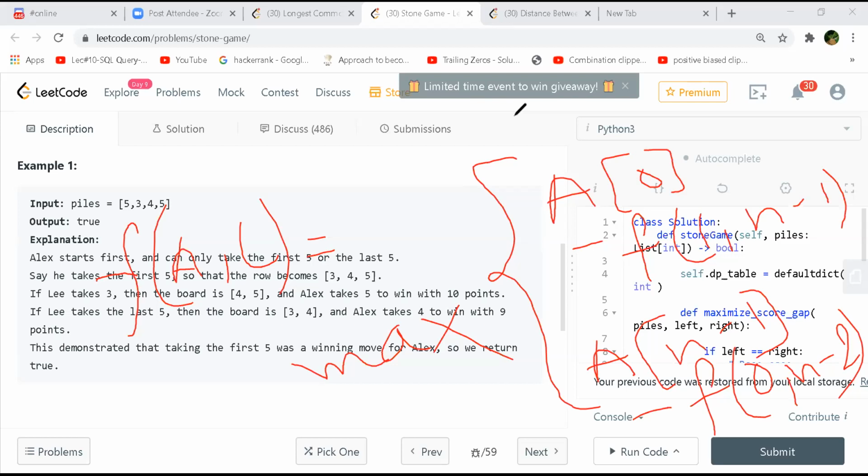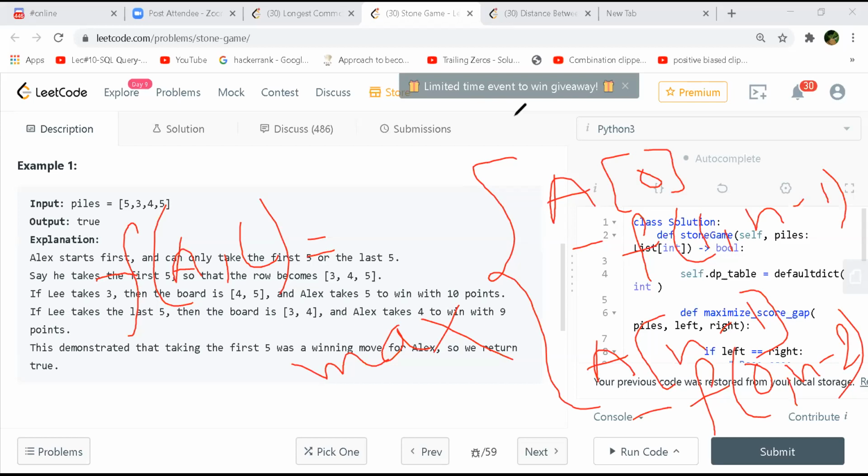Or we can make it in a min order also. That should be minimum, because you are coming from the previous one. I saw both ways, using min also, but I think plus should be there. There are different ways to do it. For Alex, we need to maximize it, and for Lee, we need to minimize it. Then only Alex will win the match here.